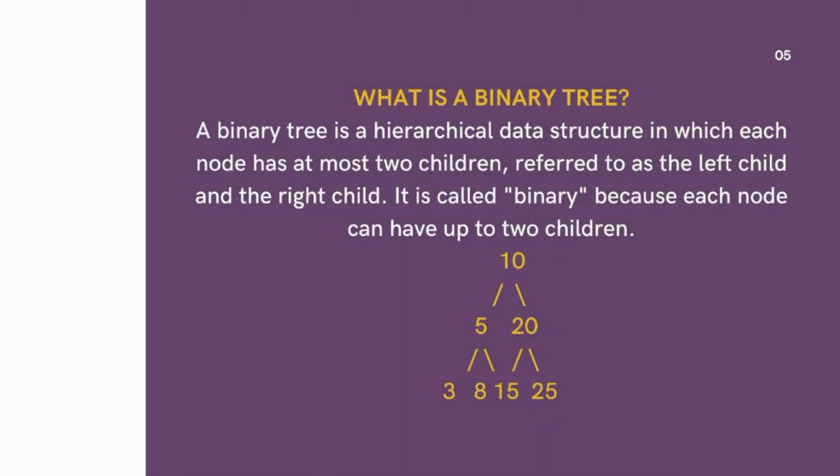Before diving into the solution, let's quickly recap what a binary tree is. A binary tree is a hierarchical data structure where each node can have at most two children, referred to as the left child and the right child. This structure is critical in various computer science applications such as searching algorithms, database indexing, and parsing expressions. Here's a visual representation of a binary tree with nodes 10, 5, 20 and their respective children.